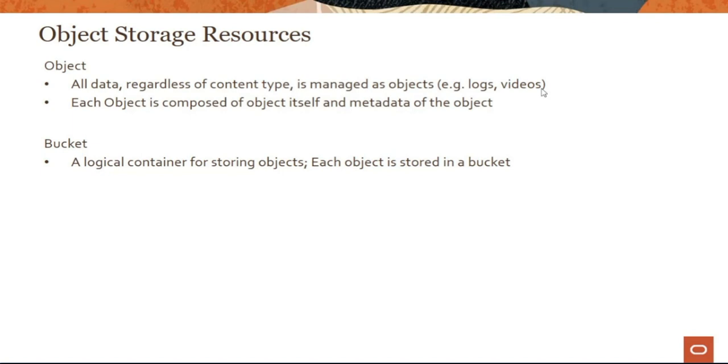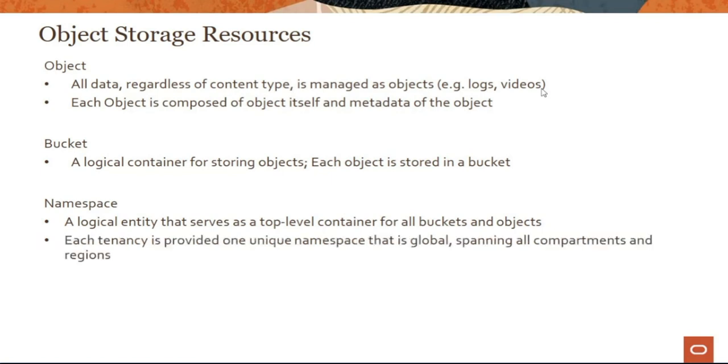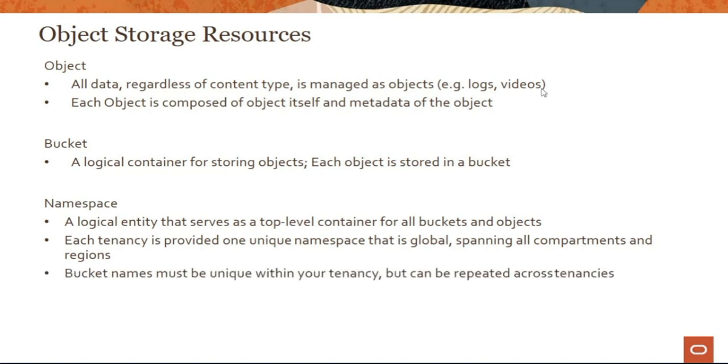Bucket is a logical container for storing objects. So each object is stored in a bucket. Namespace is a logical entity that serves as a top level container for all buckets and objects. So objects go in buckets, and then buckets are placed in namespaces. Now when you create a tenancy, your account is provided one unique namespace that is global, spanning all compartments and regions. So it means you have one namespace which is global, but you can have bucket names which can be repeated across tenancies.